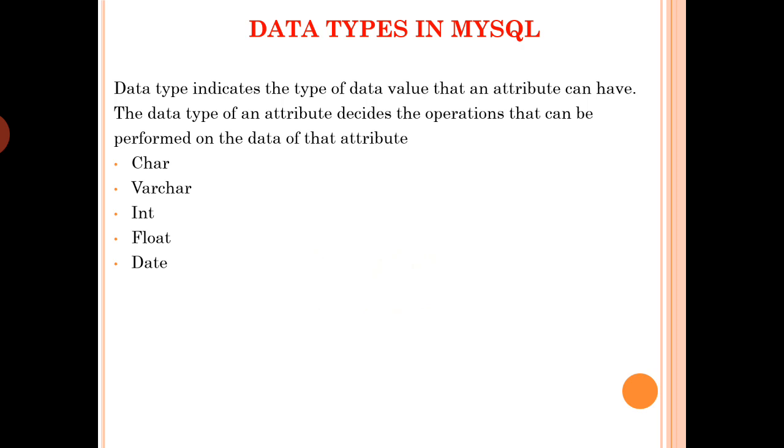Float data type holds numbers with decimal points. Each float value occupies 4 bytes. Date data type is used for dates in YYYY-MM-DD format, where YYYY is the 4-digit year, MM is the 2-digit month, and DD is the 2-digit date.